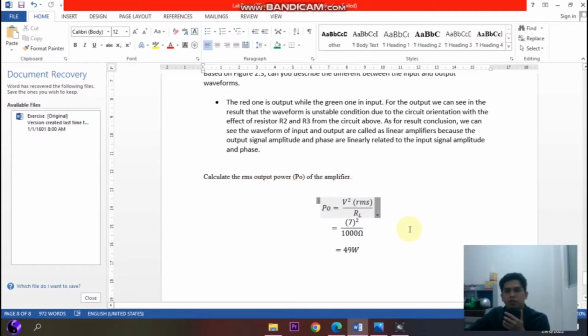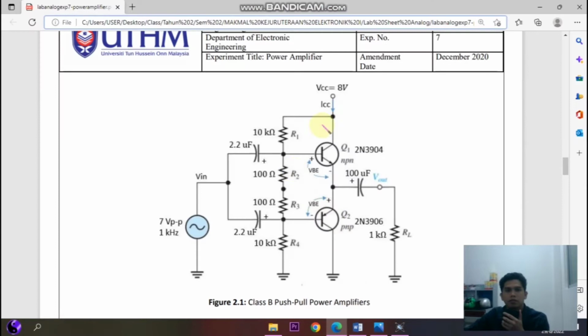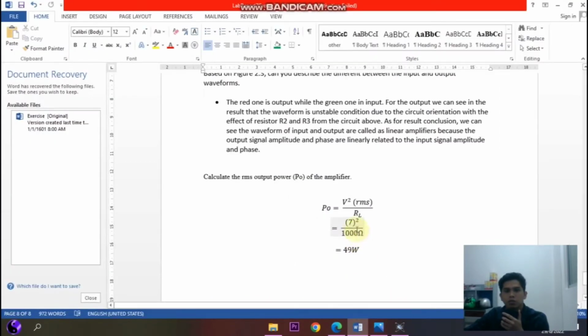Okay, so calculate the RMS output power PO of the amplifier. So the formula of power output is V squared over RL. So we know that V is 7 RMS and RL is equal to 1k ohm. So 7 squared over 1k ohm equals 49 watt. Okay, and that's all for me for part 1.